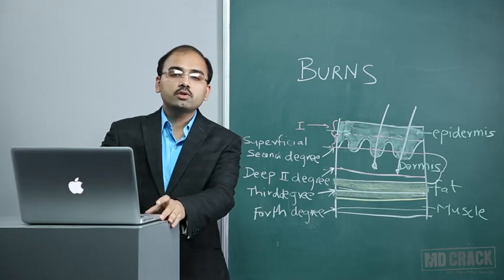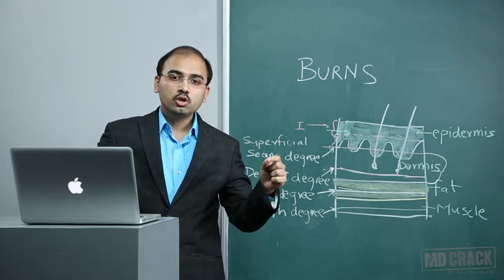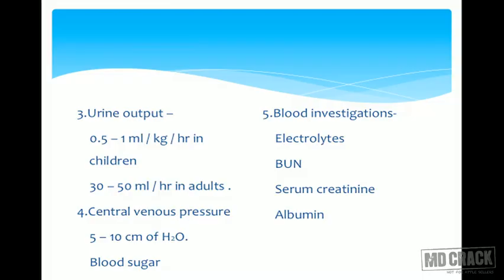Next, urine output is a good indicator of monitoring of the hydration. So if you are asked which of the following is the best indicator for patients' adequate resuscitation, you may be given pulse, blood pressure, everything, but it is urine output, that is 0.5 to 1 ml per kg per hour in children and 30 to 50 ml per hour in adults. This is the adequate goal that should be achieved after resuscitation of a burns patient.